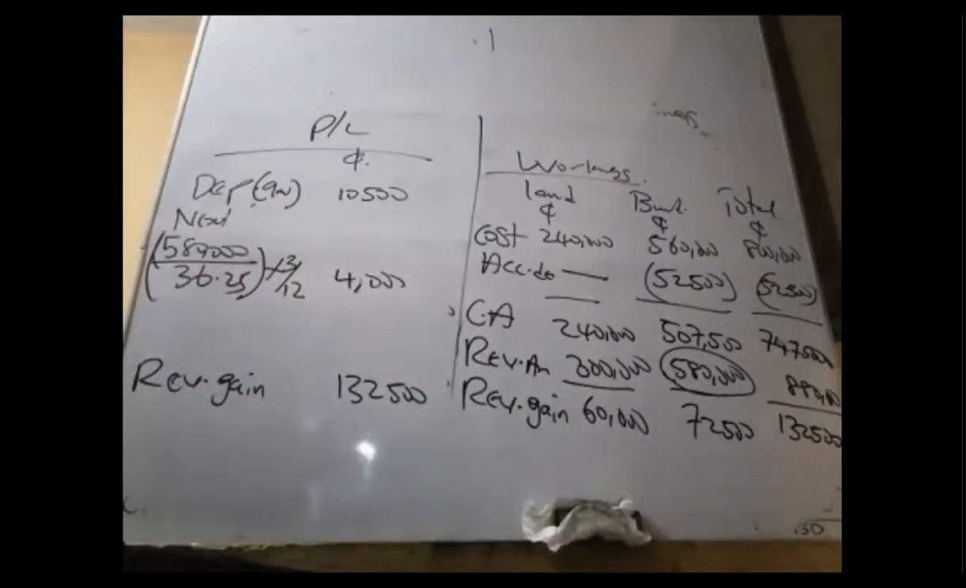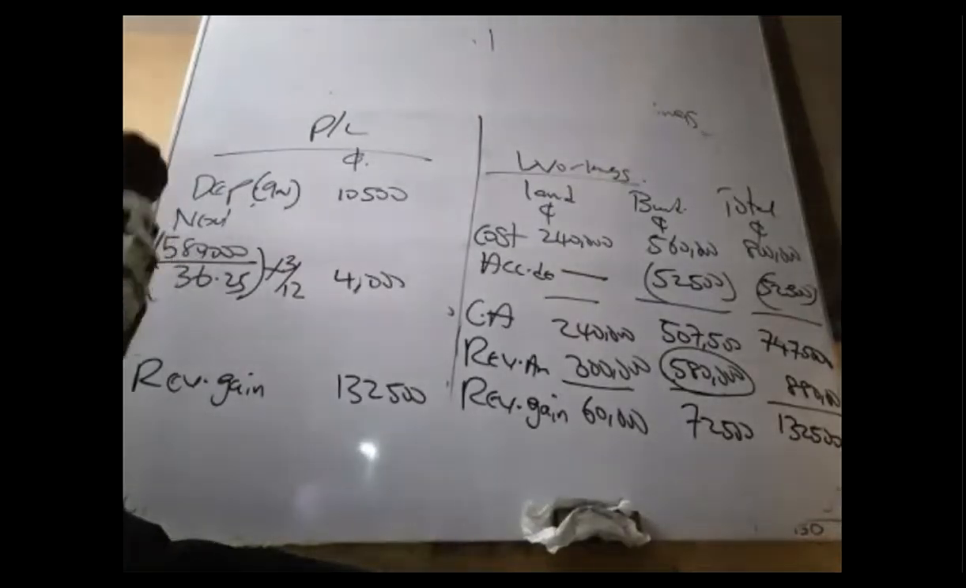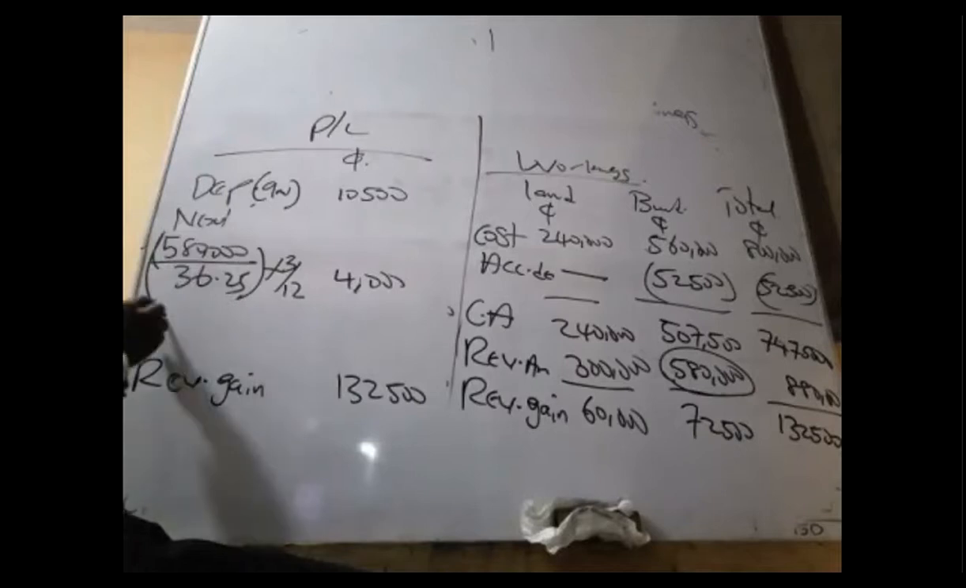Don't forget that we said OCI is separated from what? The P&L. So take note. I must see the OCI, other comprehensive income. Okay, so that is it. Let's continue the game.